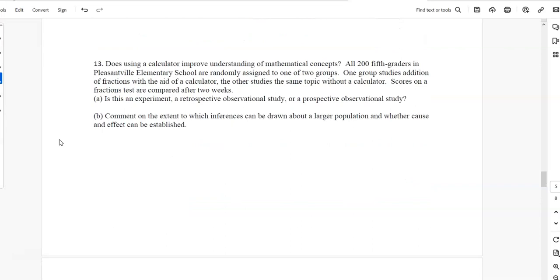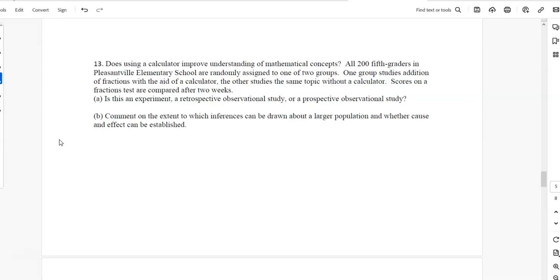Does using a calculator improve understanding of mathematical concepts? 200 fifth graders at Pleasantville Elementary School are randomly assigned to one of two groups. One group studies addition and fractions with the aid of a calculator, the other studies the same topic without a calculator. Scores on a fractions test are compared two weeks later. Now I wonder, do they get to use the calculator on the test or not? Probably not.